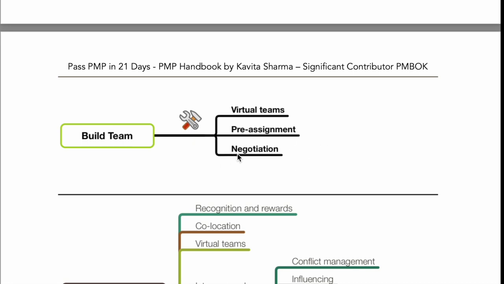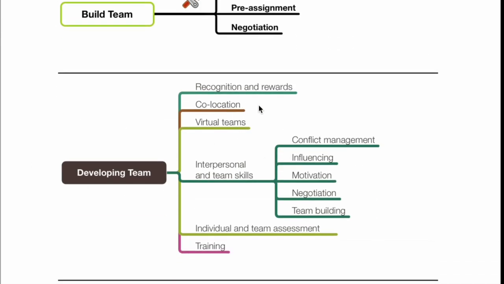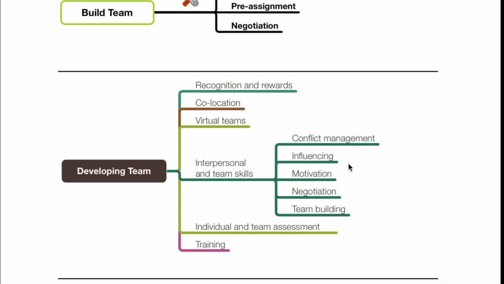We need to negotiate with RMG or any other functional head to get better people on the project. We develop the team by getting them co-located so that the trust develops. We get people to be motivated by recognition and rewards. I would use my interpersonal and team skills to have a better relationship with my team members. It's advisable to understand how your team is vis-a-vis a particular skill set. So we do skill assessment. It's not appraisal, it's skill assessment. Then the kind of training could be on-the-job training or mentoring or self-learning or online learning or a classroom training. So based on whatever is required, we decide on the training.